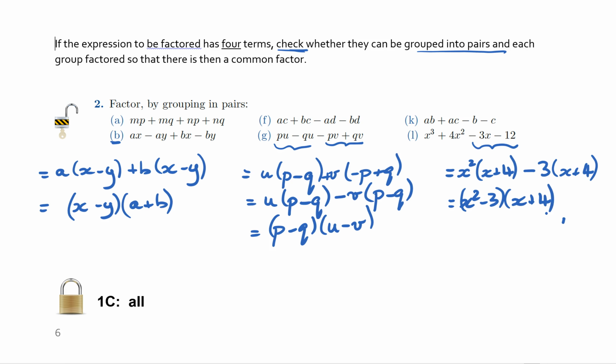Now, if this was a perfect square, I would say that you should go ahead and do difference of squares. But for the moment, without bringing surds into it, I would probably just encourage you to leave it as that, x squared minus 3. Down the track, different thing.